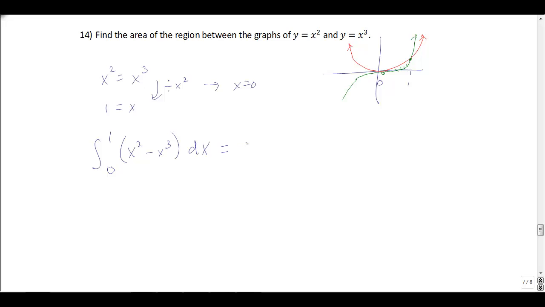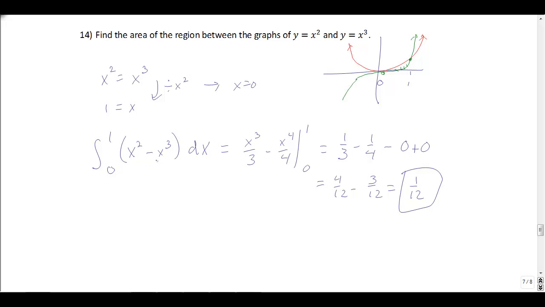And now I do my antiderivatives. I get x cubed over 3 minus x to the 4th over 4 from 0 to 1. Plug in the 1s, I get 1/3 minus 1/4 minus 0 plus 0. And let's do this over 12ths. I get 4/12 minus 3/12. Answer here is 1/12. Kind of short and sweet here.